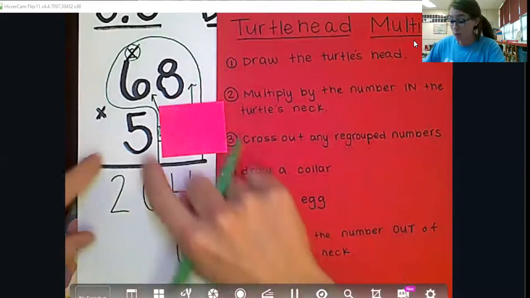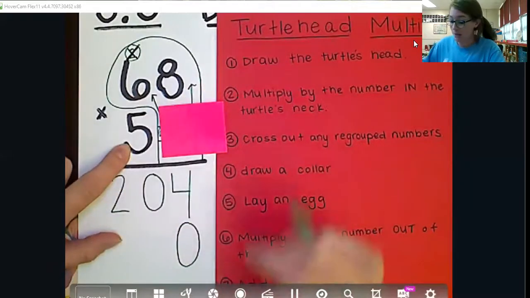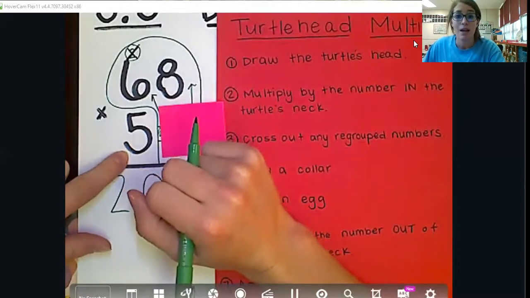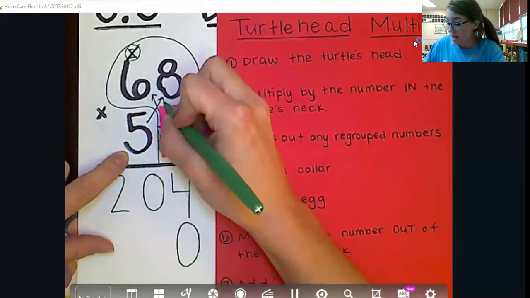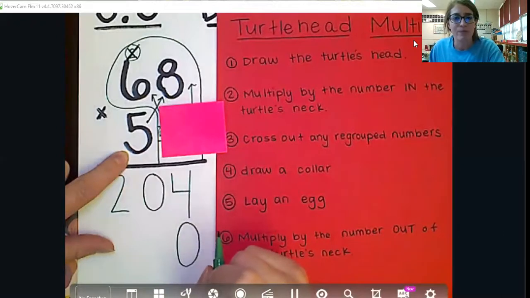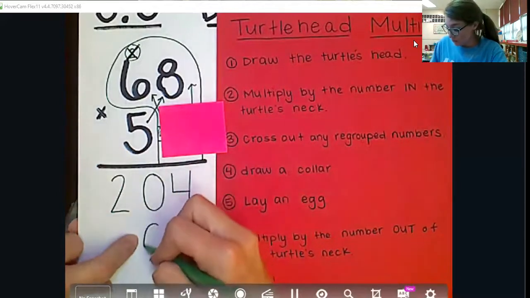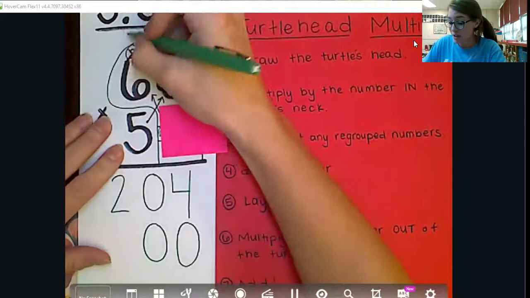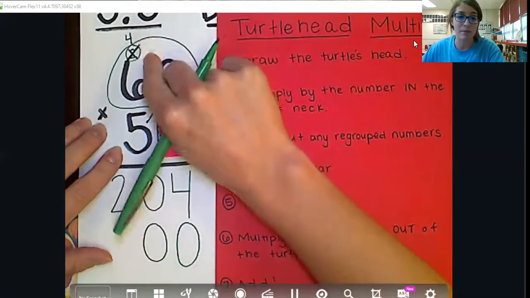Okay, so now I'm going to multiply this number by the numbers inside of that turtle head. So what am I going to multiply together first? 5 times what? Exactly. Always coming back to that 1s place first. So I'm going to do 5 times 8. What is 5 times 8? Good job. 5 times 8 is 40. So I'm going to put that 0 right here. And then where do you think that 4 is going to have to go? Yeah, that 4 is going to have to come up here. This time I'm going to put it outside of the turtle's head so I can keep them separated.